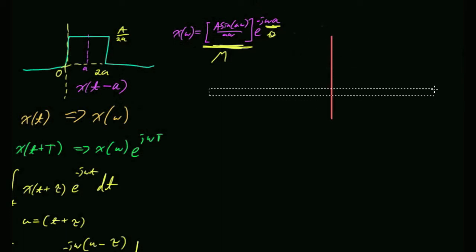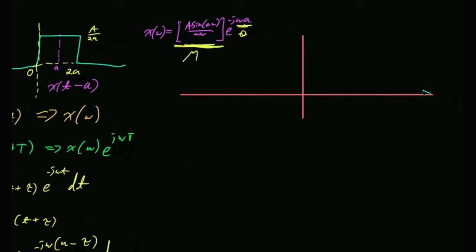Actually, you can think of the original problem as being shifted by 0. If the original problem had 0 shift, then a would just be 0, and e to the j omega 0 is 1, and that's it. That just disappears. Pretty sweet.